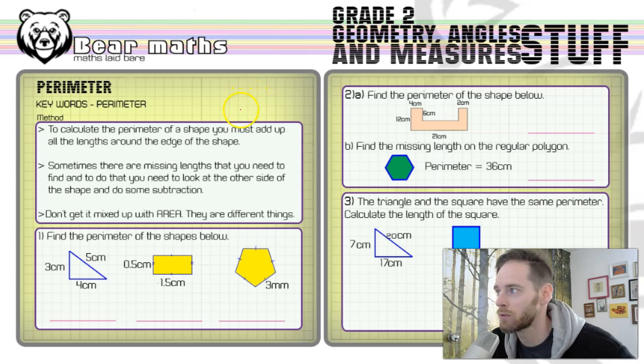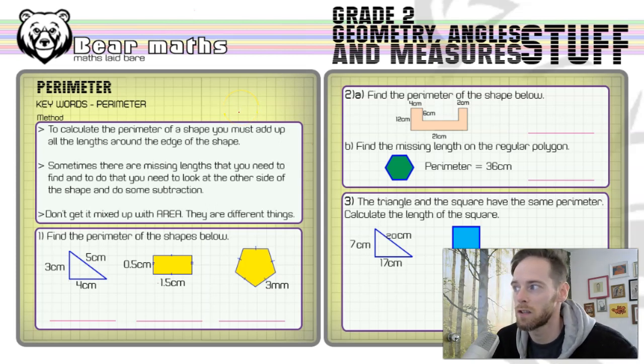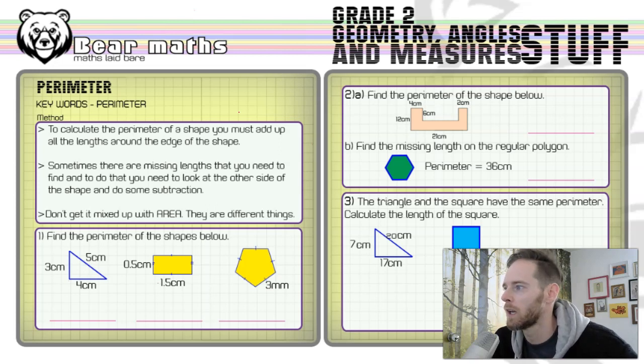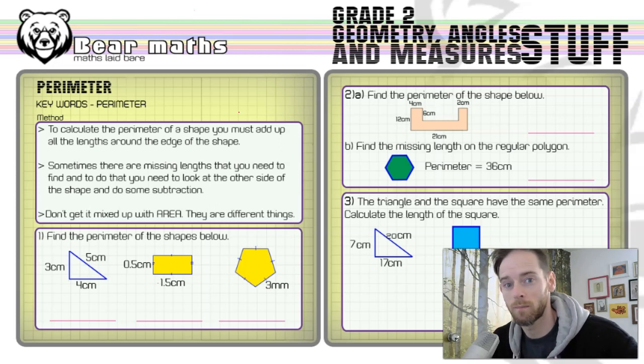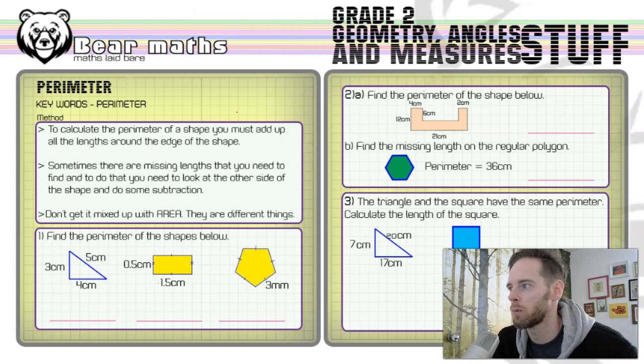It's very, very simple stuff, but sometimes there are missing lengths that you need to work out. So you look on the other side of the shape and do some subtraction to find out what that missing length is. I've also put: don't get it mixed up with area, because lots of people do. Area is the space inside the shape, measured in squared units. This is lengths, just in centimeters or meters or whatever the unit of measurement is for length.